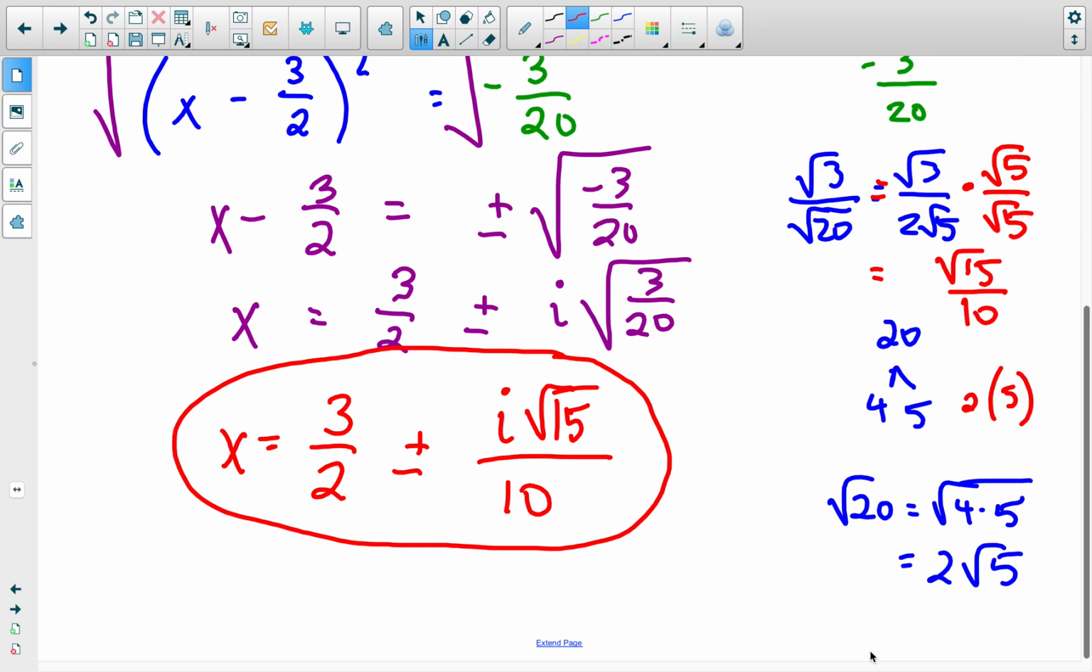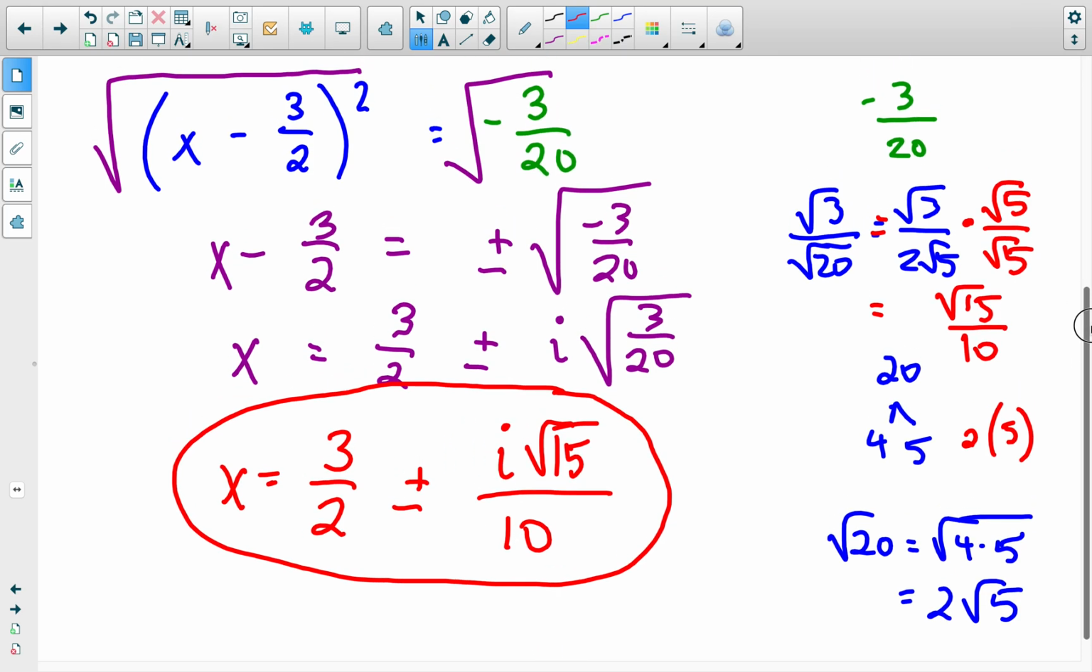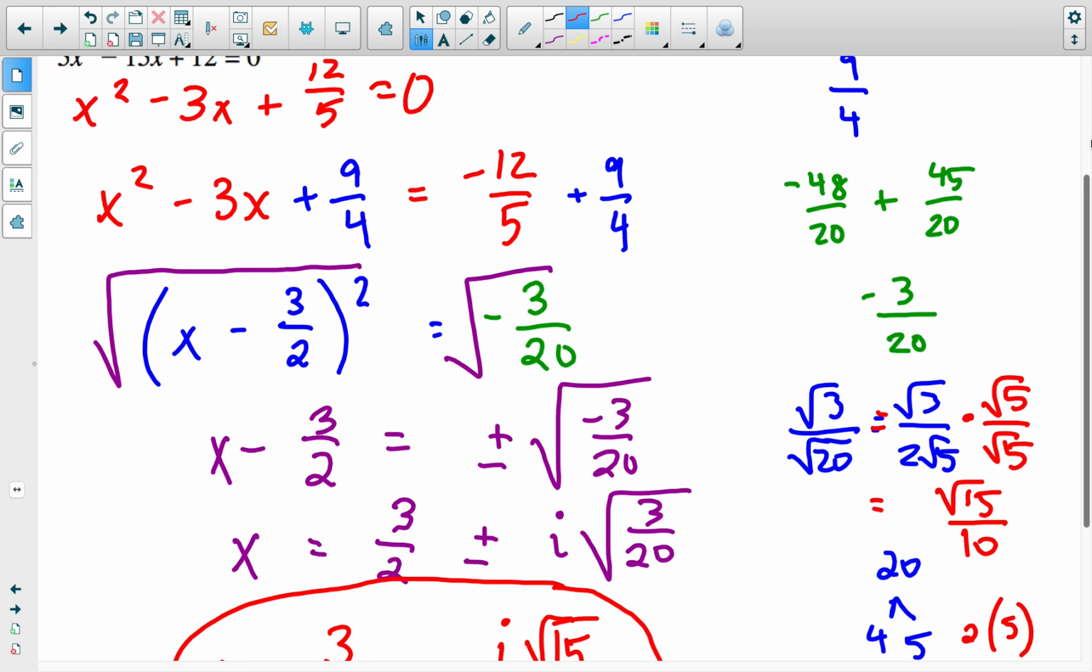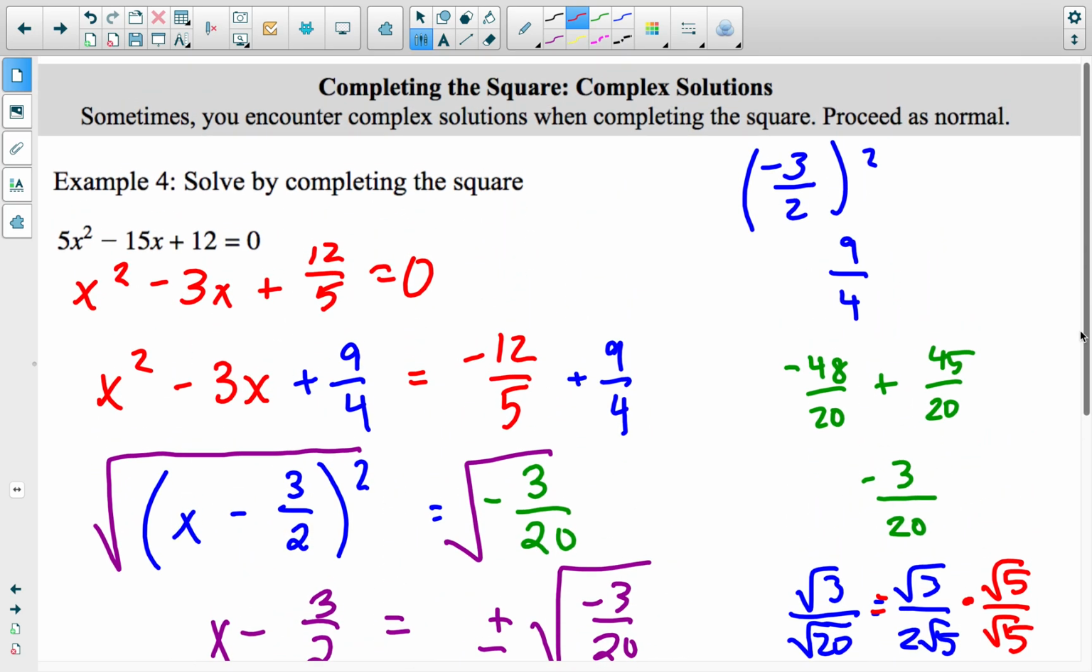All right, that is completing the square. It's not really anybody's favorite. People tend to forget that it's an option when solving quadratics because people like factoring so much. Next section, we'll look at another method that works anytime.